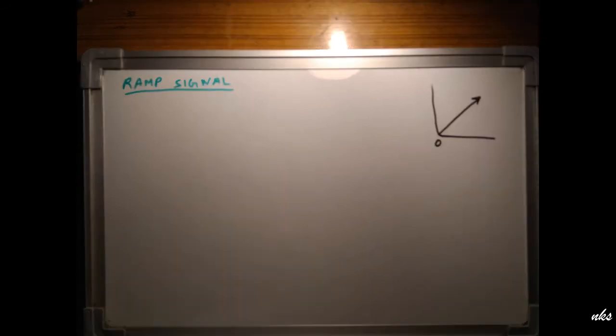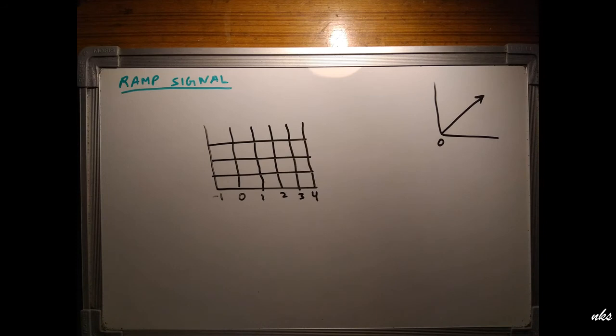Now let me discuss the ramp signal. Here's a ramp r of t. So we know it will start from t equal to 0 and the slope is 1, as shown on the screen. Now we will consider another signal r of t plus 1, that is t plus 1 equal to 0, so it will start from t equal to minus 1. Now another signal r of t minus 1 will start from t equal to 1, as shown on the screen.